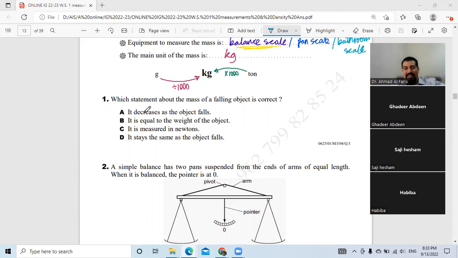Wow. It cannot be decreased. Okay. It is equal to the weight. No, it's not equal to the weight. We are going to study the weight. It is measured by Newton. It's in kilograms, not in newtons. Okay. It stays the same as the object falls. Yes, the correct answer is D.